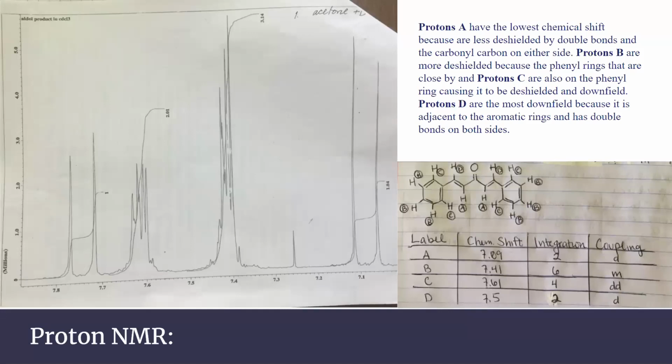When looking at the proton NMR, we see 4 significant signals. Protons A have the lowest chemical shift due to being less deshielded by the double bonds and carbonyl carbon on either side. Protons B are more deshielded because the phenyl rings are closer, and protons C are also on the phenyl ring, causing them to be deshielded and downfield. Protons D are the most downfield due to the aromatic rings and having double bonds on both sides.